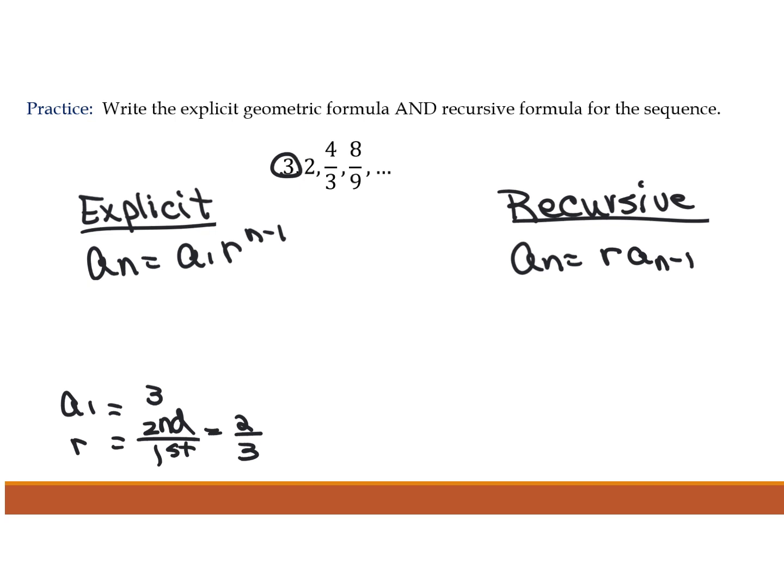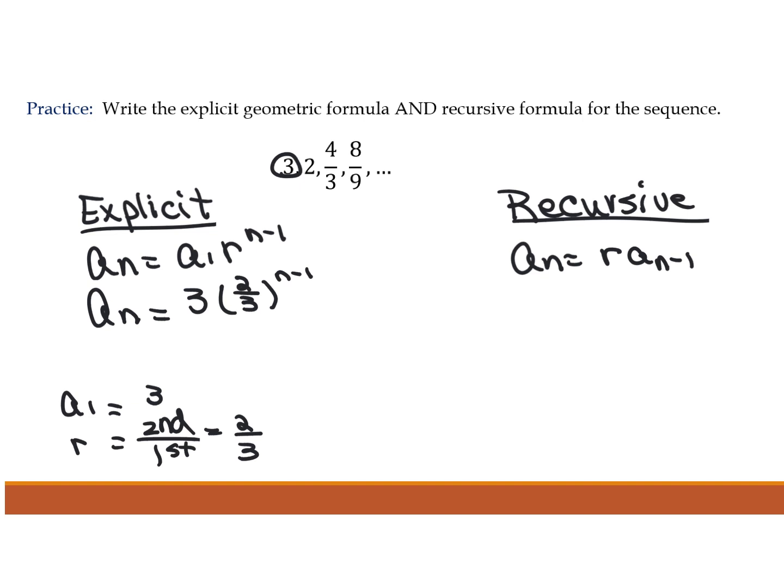So now, once I know those two pieces of information, I'm ready to write my explicit formula. My formula is going to be a sub n is equal to a sub 1, which is 3, times r to a power. Anytime that we raise something to a power, we should always put it inside parentheses. So in this case, my r is going to go inside parentheses, and it is going to be to the n minus 1 power. So my explicit formula: a sub n equals 3 times (2/3) to the n minus 1 power.